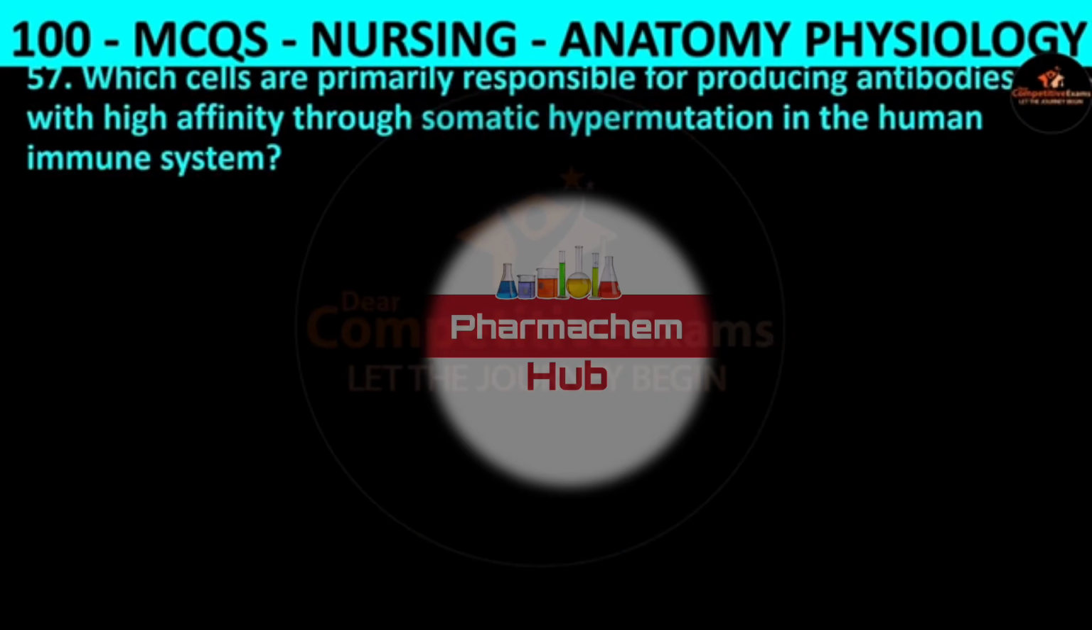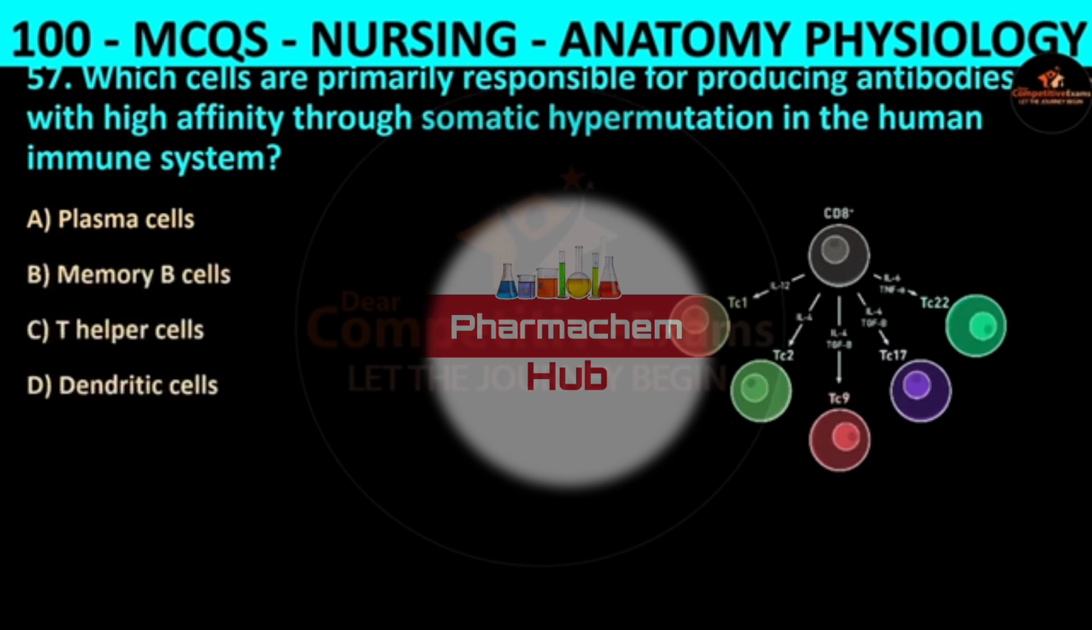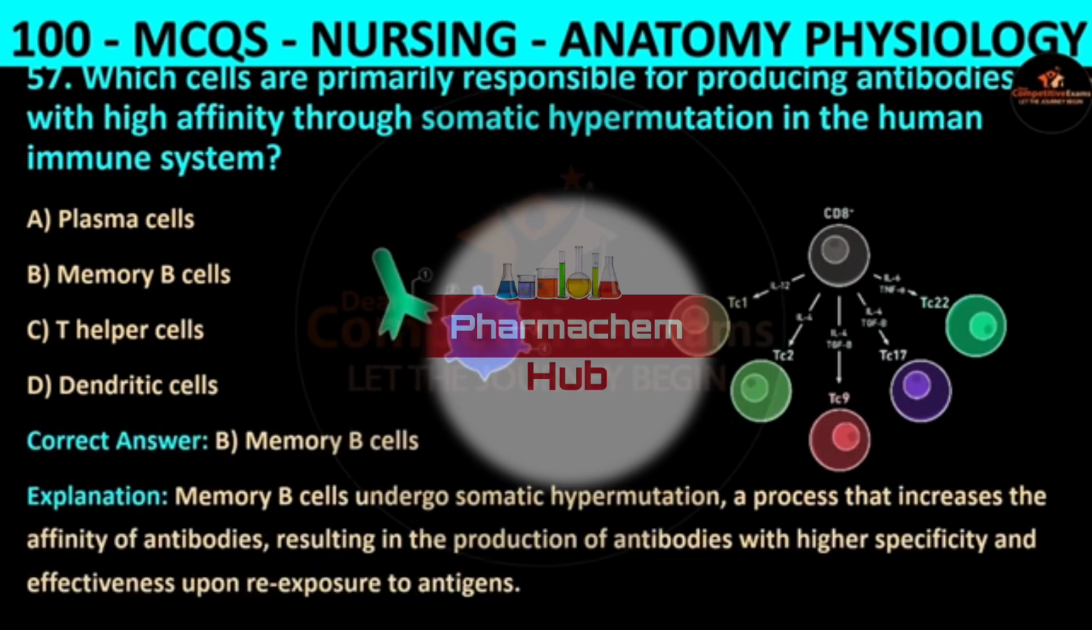Question number 57. Which cells are primarily responsible for producing antibodies with high affinity through somatic hypermutation in the human immune system? The options are plasma cells, memory B cells, T helper cells, or dendritic cells. The correct answer is B, that is memory B cells. Memory B cells undergo somatic hypermutation, a process that increases the activity of antibodies, resulting in the production of antibodies with higher specificity and effectiveness upon re-exposure to antigens.